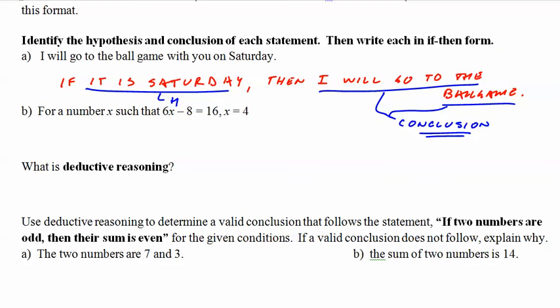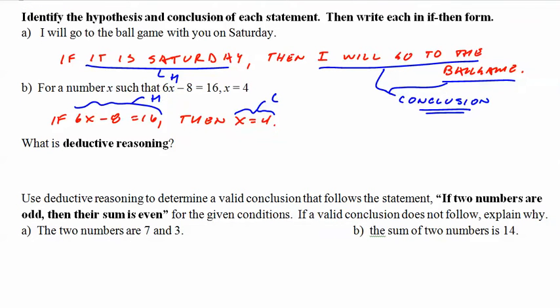Another one: for a number x such that 6x minus 8 equals 16, x equals 4. If 6x minus 8 equals 16, then x equals 4. And you might say, I'm starting to see the math now. So that's how we do it.